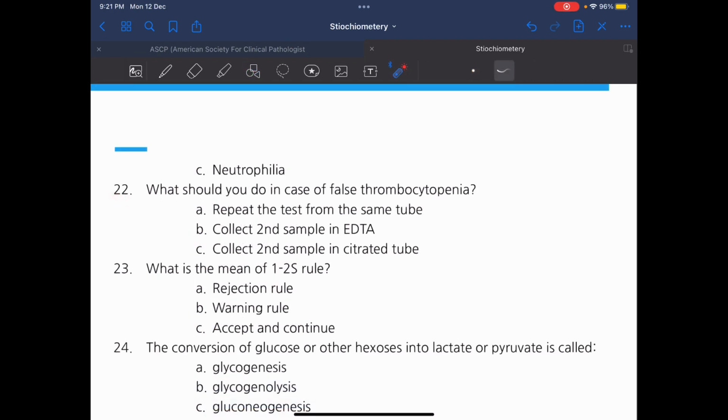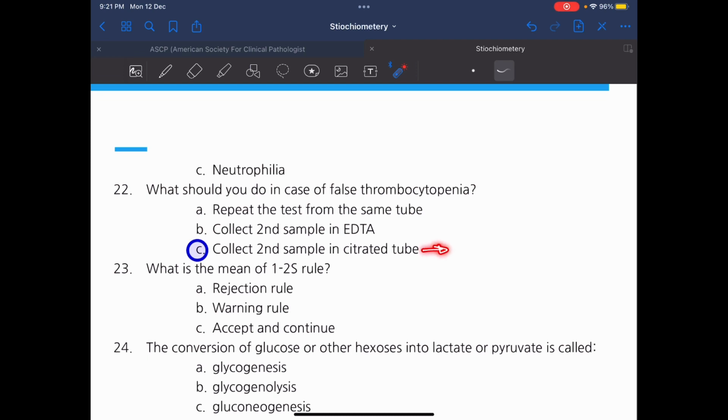Question 22. What should you do in case of false thrombocytopenia? Repeat the test from the same tube, collect a second sample in EDTA, or collect a second sample in a citrate tube. The correct answer is C. You should collect a second sample in a citrate tube because maybe the effect of EDTA is the cause of the thrombocytopenia.